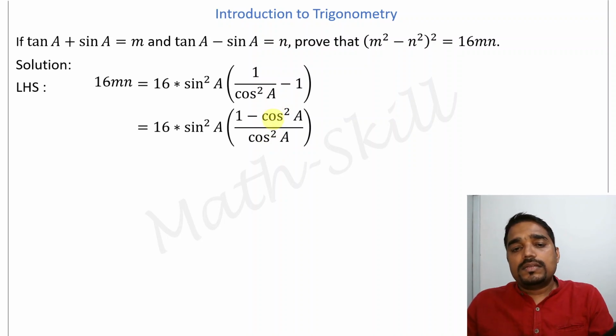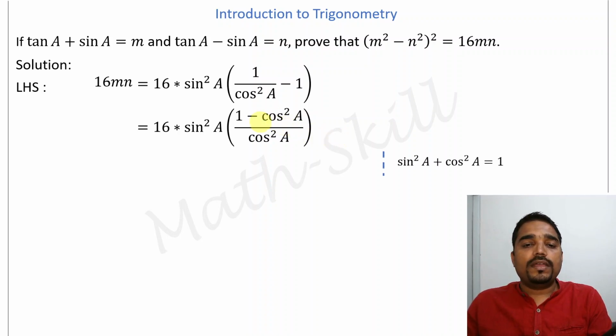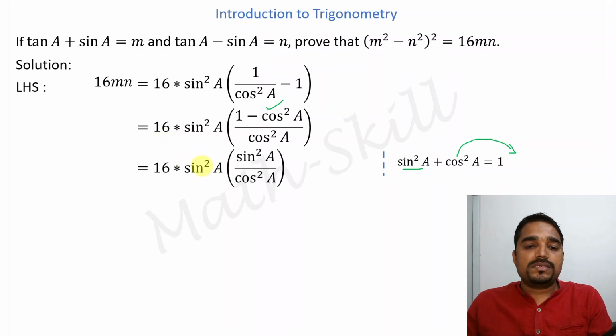But we know that sine square A plus cos square A is equal to 1. But here we have 1 minus cos square A, which is obtained by transposing cos square A towards the RHS. We would get sine square A is equal to 1 minus cos square A. That we will now replace, 1 minus cos square A with sine square A. Upon replacement, we would have 16 times sine square A into, 1 minus cos square A replaced by sine square A, and in the denominator I have cos square A, which is left as it is.